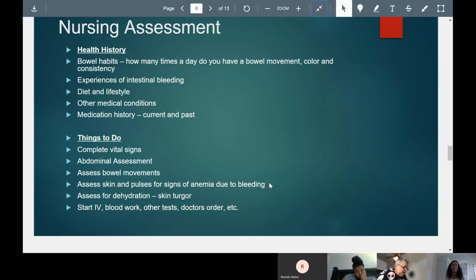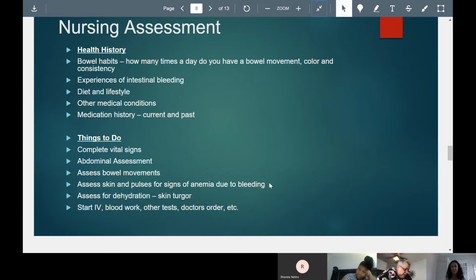Okay. Nursing assessment. We would get a health history first. We would get their bowel habits, how many times a day you have a bowel movement, color and consistency, experience of intestinal bleeding, their diet and lifestyle, other medical conditions, and the medication history, current and past. That's to find out if they've had a history of this before or if they have any other underlying conditions.